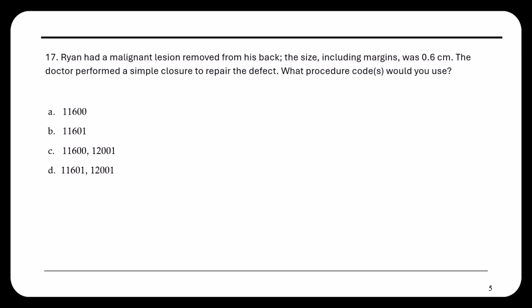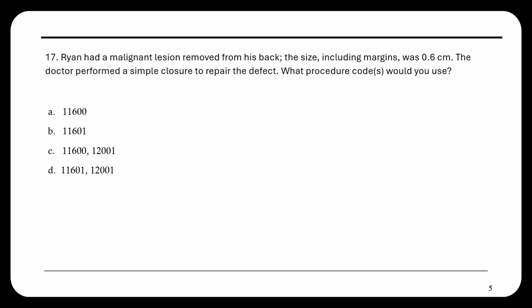Ryan had a malignant lesion removed from his back. The size, including margins, was 0.6 centimeters. The doctor performed a simple closure to repair the defect. What procedure codes would you use? Well, I apologize for this one. It's kind of like one we've already done, but we can go through it anyway.